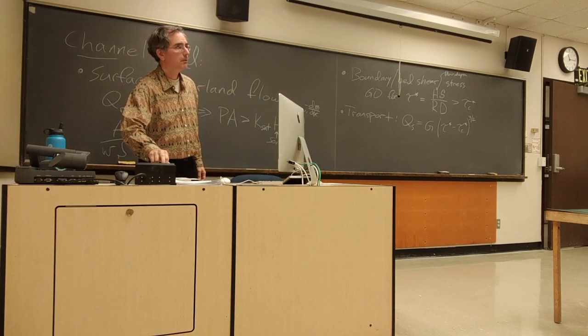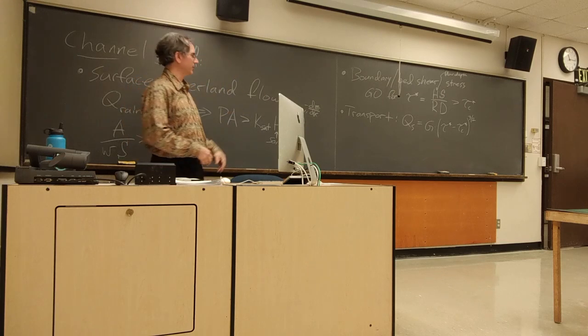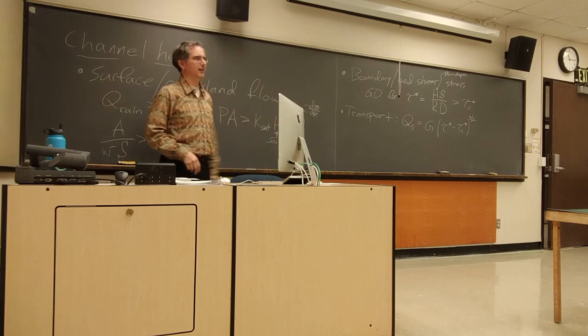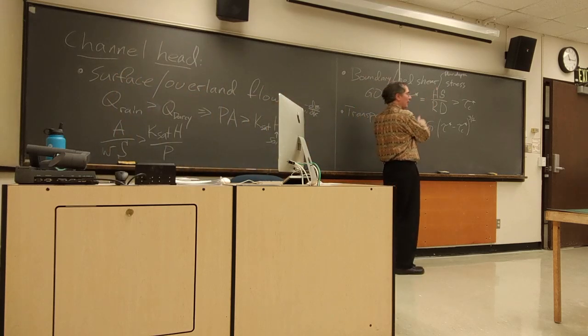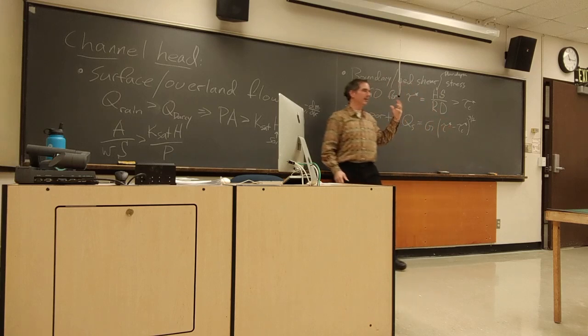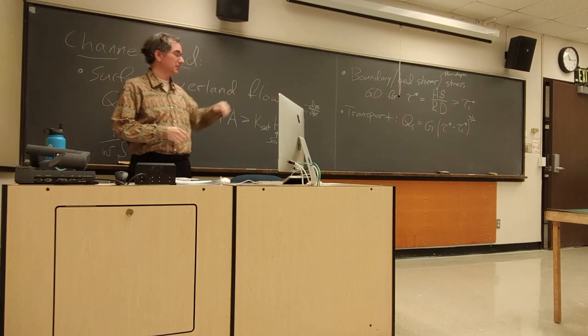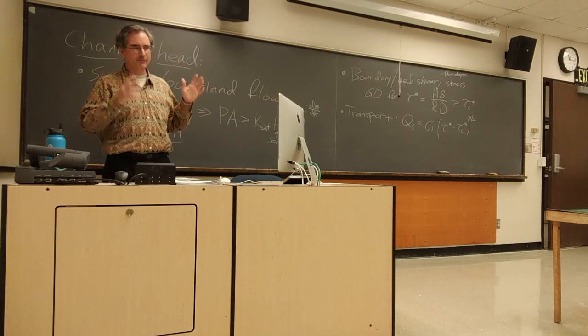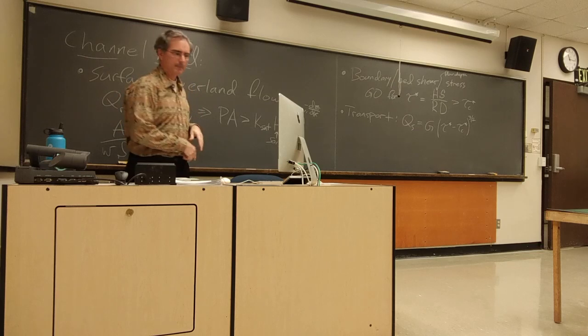Is G a variable, or is that just like a? It's just some constant. Don't worry about it. What's it going to have? It's going to have all the things that aren't in there otherwise. But it could be dependent on grain size, although there is grain size in the Shields number.